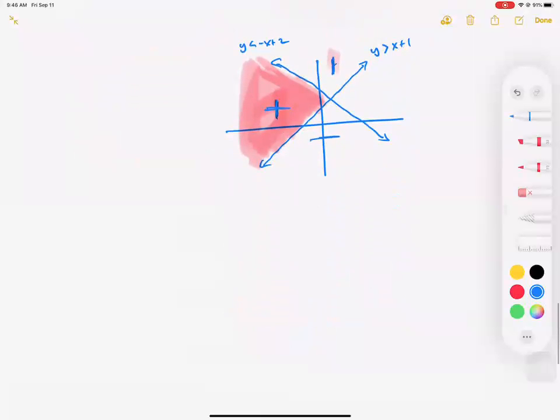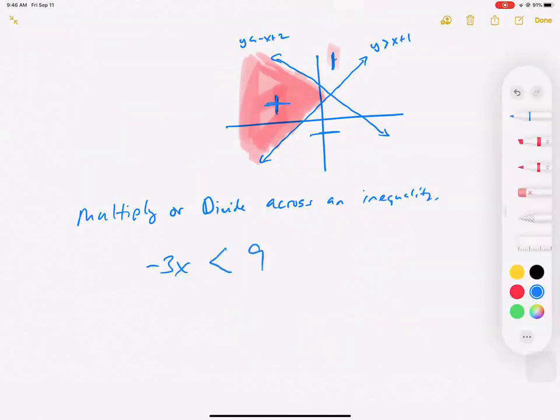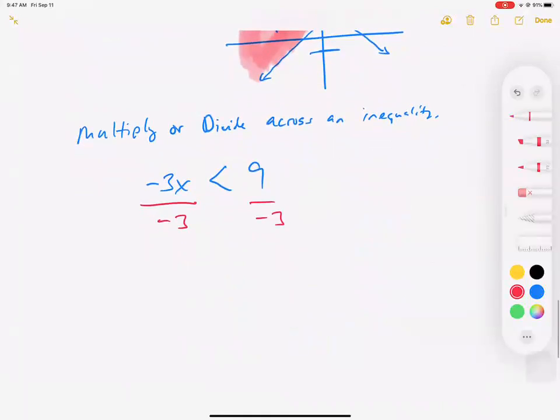The last thing here is just a rule reminder. Whenever you multiply or divide across an inequality, if I write negative 3x is less than 9, we're trying to get rid of the negative 3. If we divide both sides by negative 3, please remember in algebra, this will be on the SATs in case you make a dumb mistake, when I divide across by a negative, you flip the inequality.